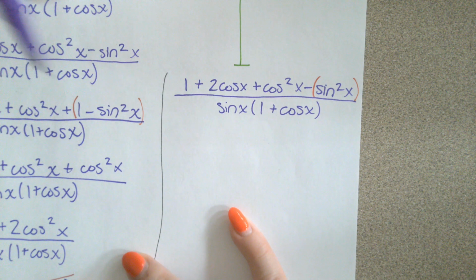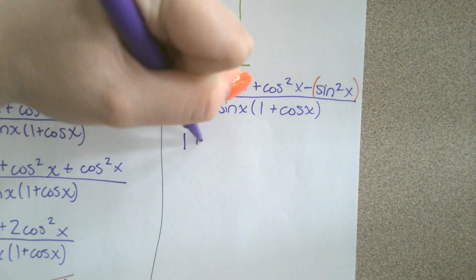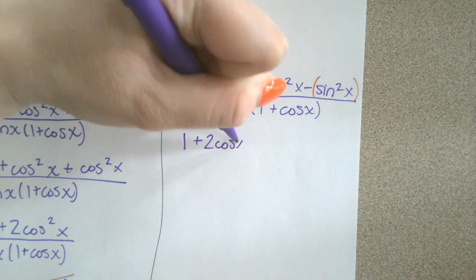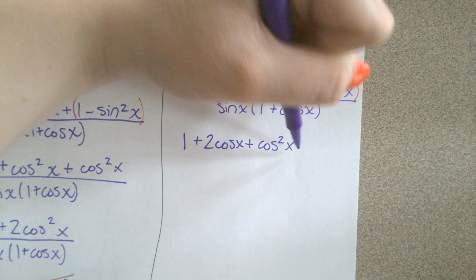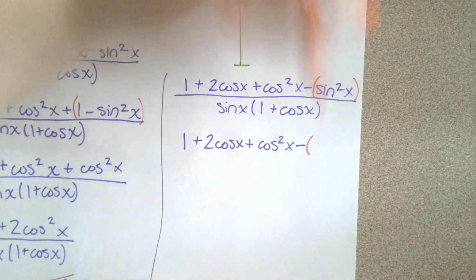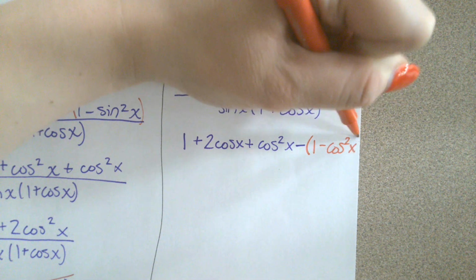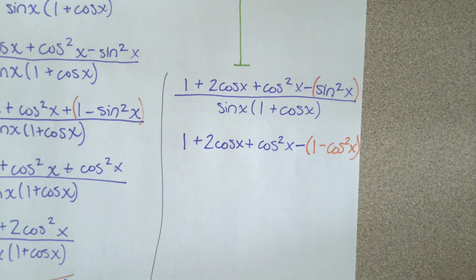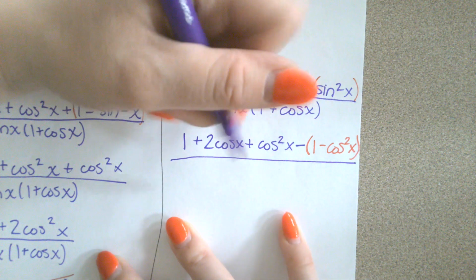So I'm trying to align these up a bit. It's not going to happen. 1 plus 2 cosine of x plus cosine squared x minus, now I'll replace, and I'll actually do that in red just for emphasis, 1 minus cosine squared x. That's my new piece over that denominator.